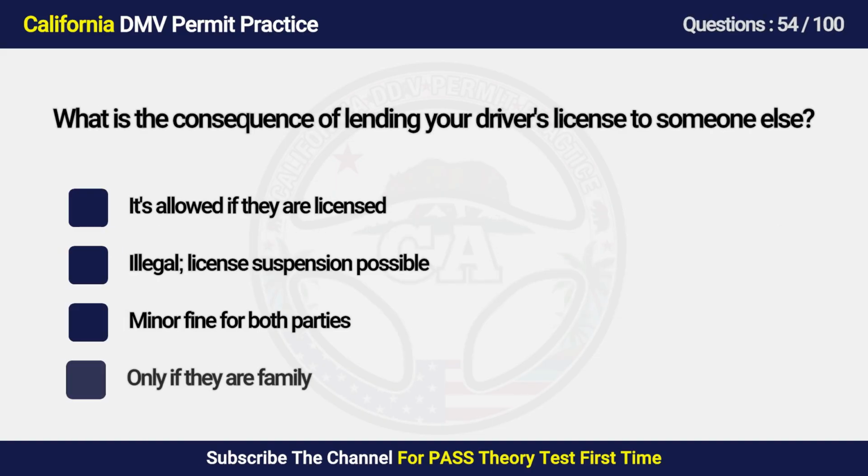Question 54. What is the consequence of lending your driver's license to someone else? A. It's allowed if they are licensed. B. Illegal, license suspension possible. C. Minor fine for both parties. D. Only if they are family.